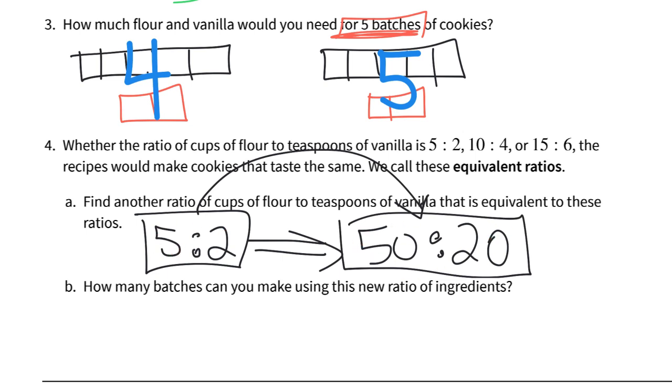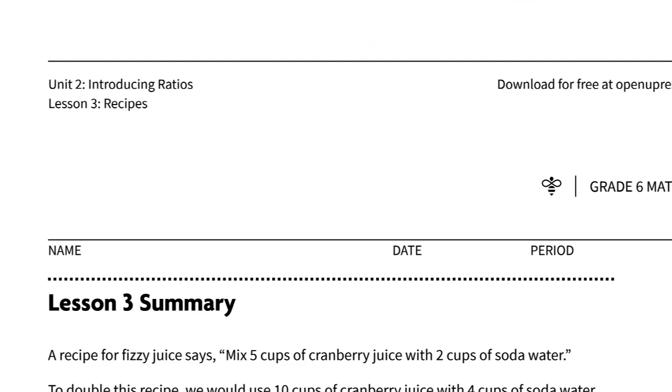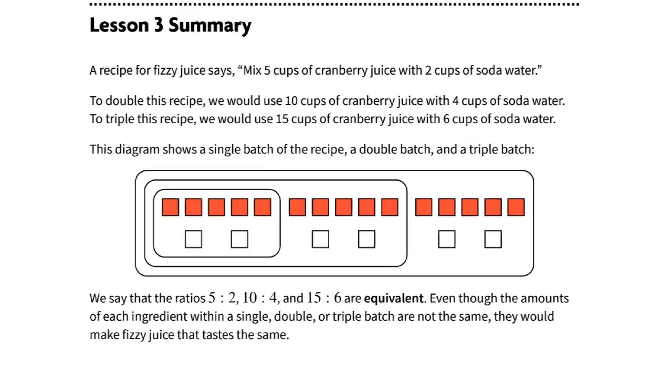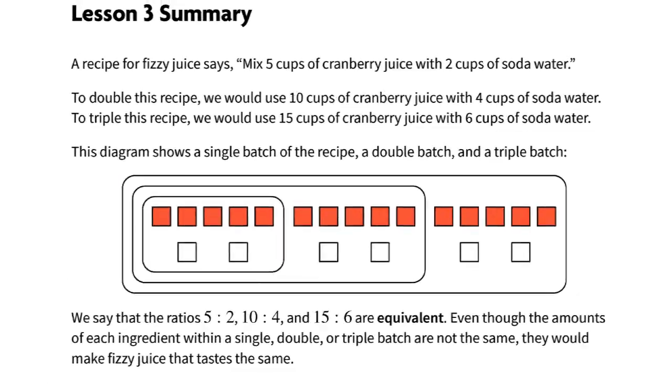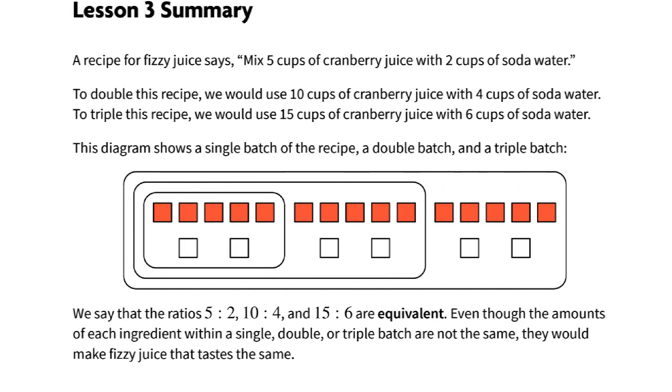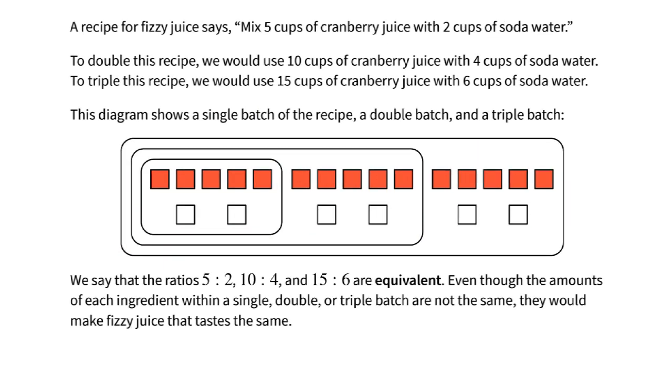So how many batches can you make using this new ratio? Oh, I already answered it, didn't I? That's cool. All right, so parents and teachers, the idea here is we are using concrete examples, experiences, to talk about equivalent ratios, where the recipe is going to taste the same because we've doubled the recipe or we've tripled the recipe, and that's the whole point of this lesson. It's really kind of fun.